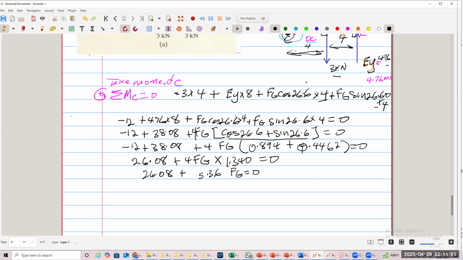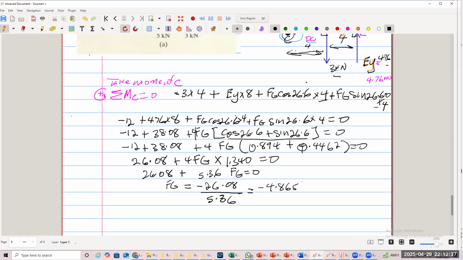So this one we transpose. What are we getting here now? We're getting FG equals minus 26.08 divided by 5.36. What am I getting there? Divided by 5.36, I am getting here minus 4.865.